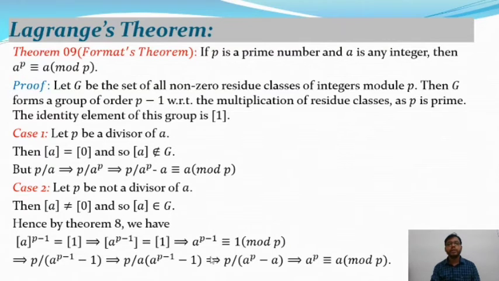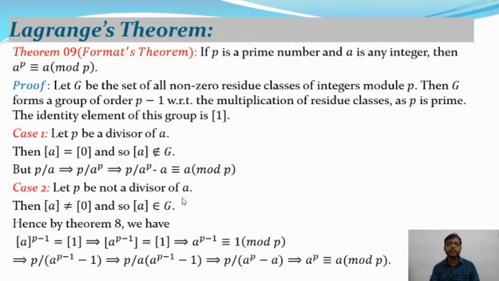Therefore p divides a to the power p minus 1 minus 1, and this implies p divides a times (a to the power p minus 1 minus 1). That means after multiplying by a, we get p divides a to the power p minus a. So a to the power p is congruent to a modulo p. In both cases we conclude that if p is a prime number and a is any integer, then a to the power p is congruent to a modulo p. This is the proof of Fermat's theorem.